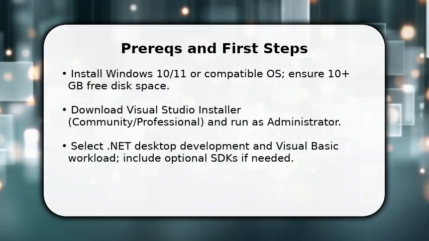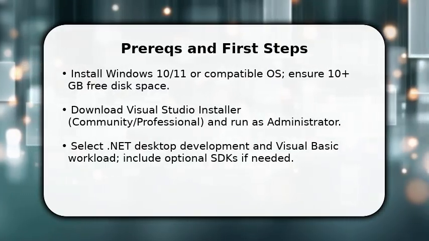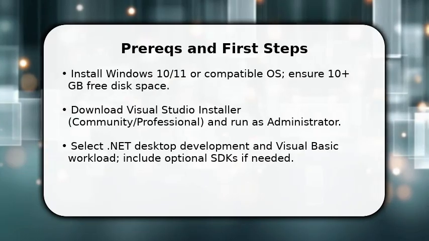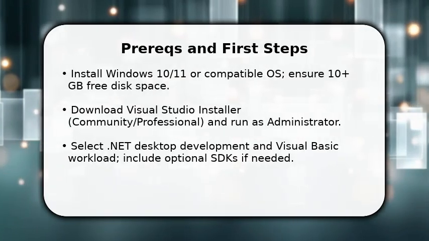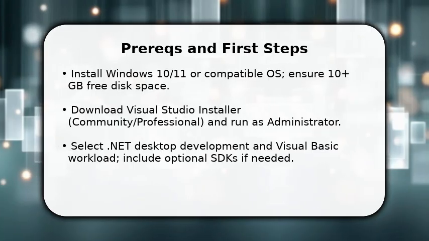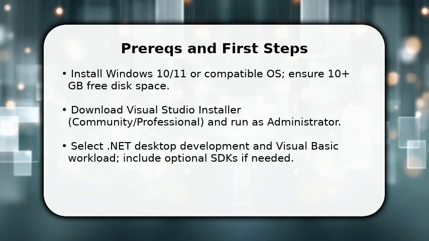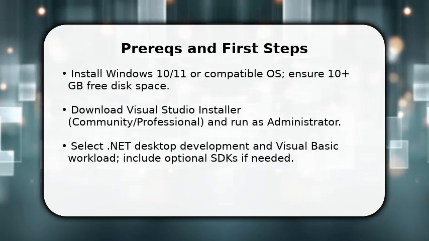Next, choose the .NET desktop development workload and explicitly check Visual Basic options. Include .NET SDKs and Windows SDK if you plan to build desktop or UWP apps. Once done, click Install and let the installer download components in the background.